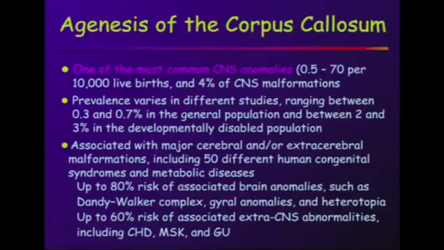One thing to remember about the brain, this comes from another great paper from the UCSF group: if you see one thing, keep looking. In the case of agenesis, there's up to an 80% risk of associated brain anomalies, including Dandy-Walker, gyral anomalies, heterotopia, etc. And, not to be forgotten, up to a 60% risk of things outside of the brain: heart disease, MSK, GU. So bottom line, if you see agenesis, there's a lot of bad stuff in the brain and a lot of bad stuff away from the brain.